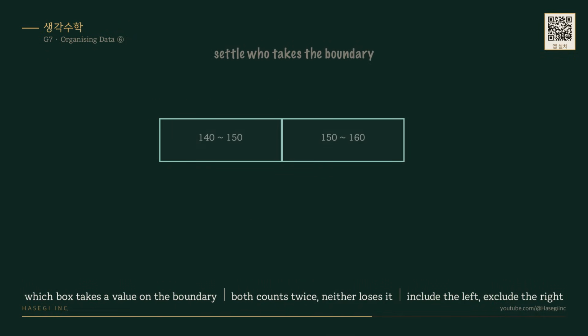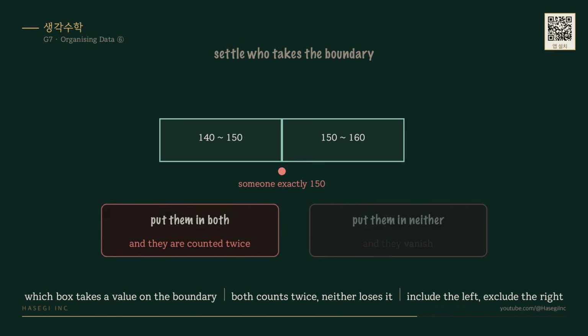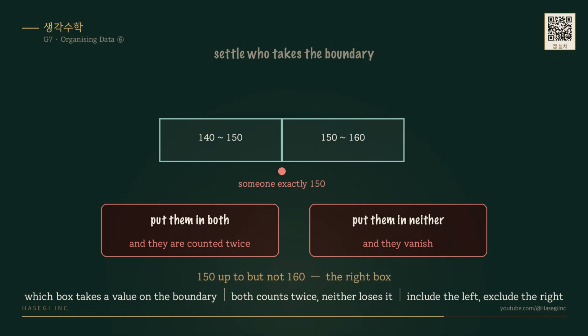One thing has to be settled where the boxes meet. Does someone at exactly 150 go left or right? Put them in both, and they get counted twice. Put them in neither, and they vanish. So the convention is to include the left end and exclude the right. 150 goes to the right box, the one from 150 up to 160.